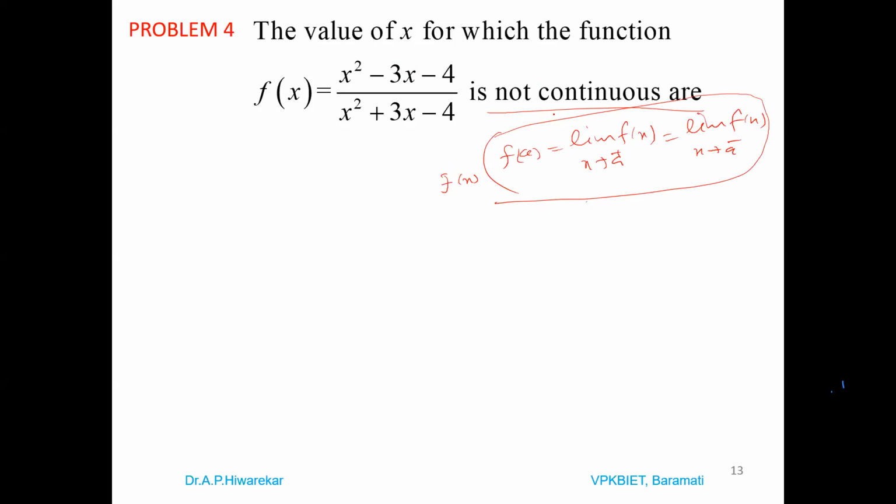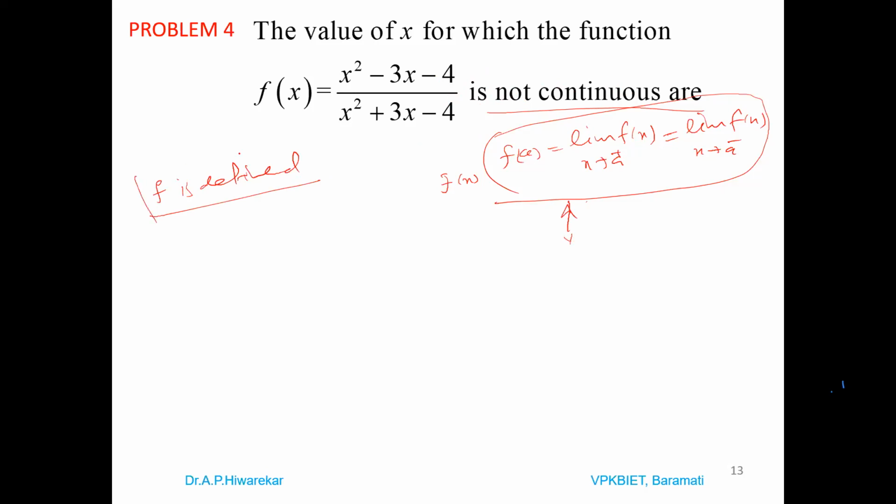A function is not continuous when it is not defined, or when the left hand limit and right hand limit are not equal or do not exist. So there are many situations where a function can be not continuous. We have to see under which condition this function is not continuous. One of the conditions is when the function is not defined. So the first condition required is that f is defined. It must be defined.